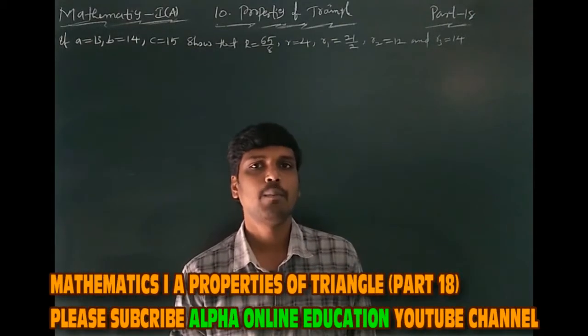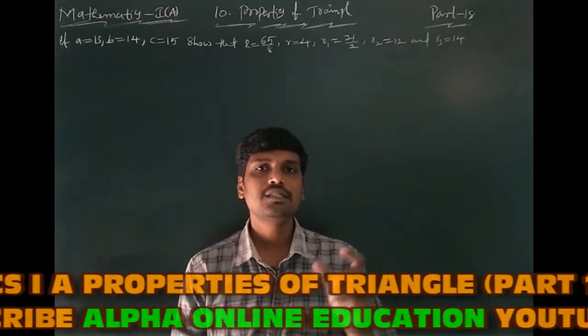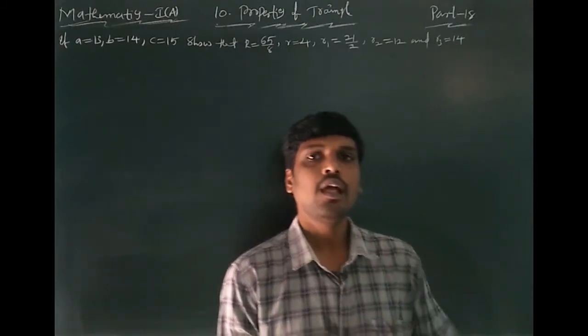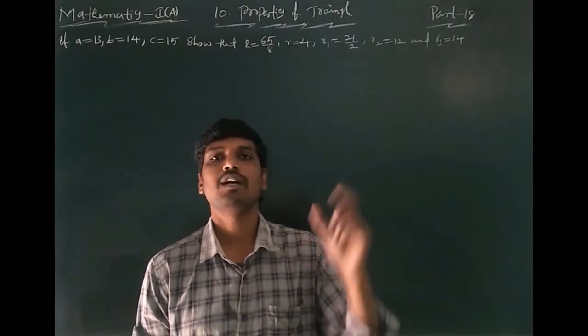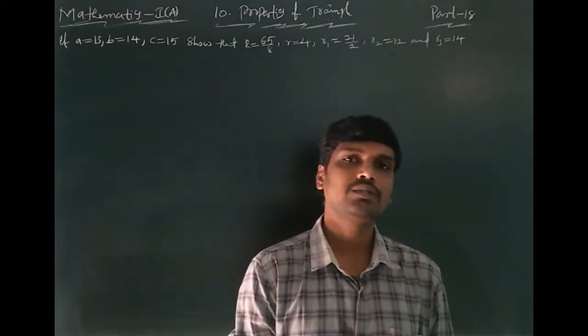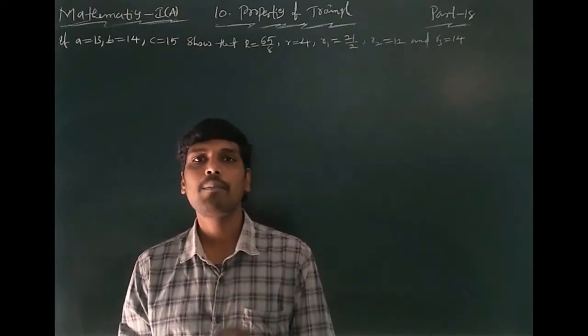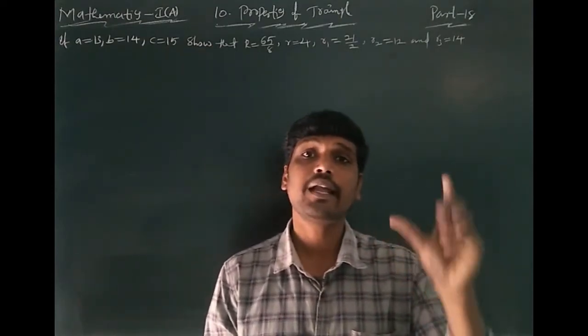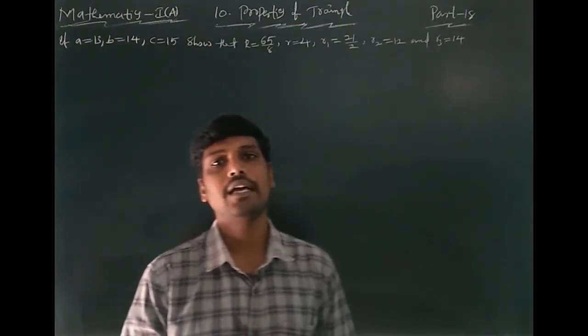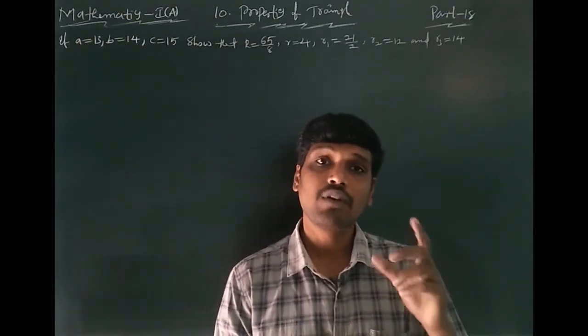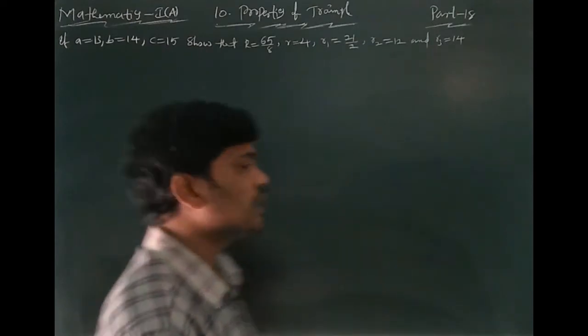10th chapter, Properties of Triangles. This chapter belongs to Mathematics 1A, Part 280. In the last part we completed some 7 marks problems using trigonometric transformation model problems. Today's problem is repeated a number of times in the intermediate public examination. This is a 7 marks problem. What is that problem, students?